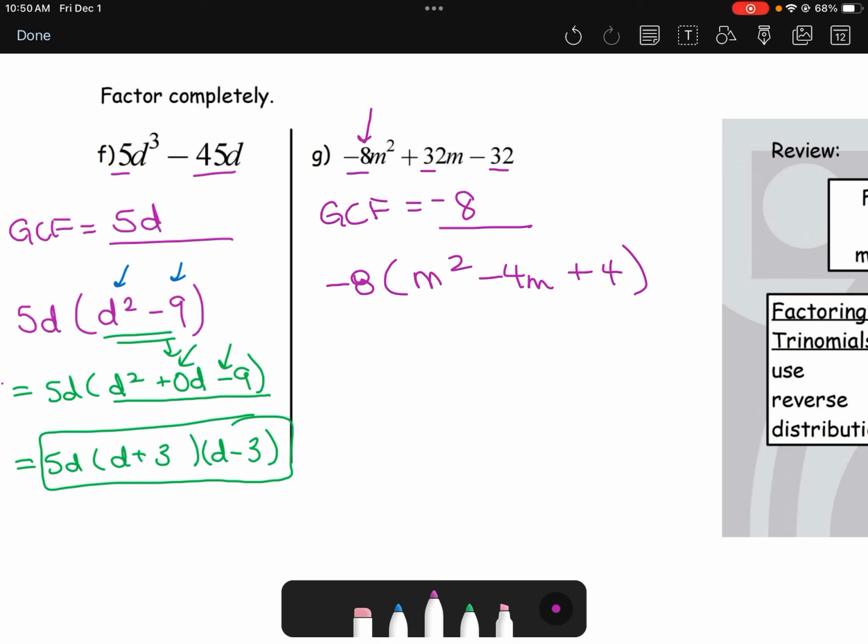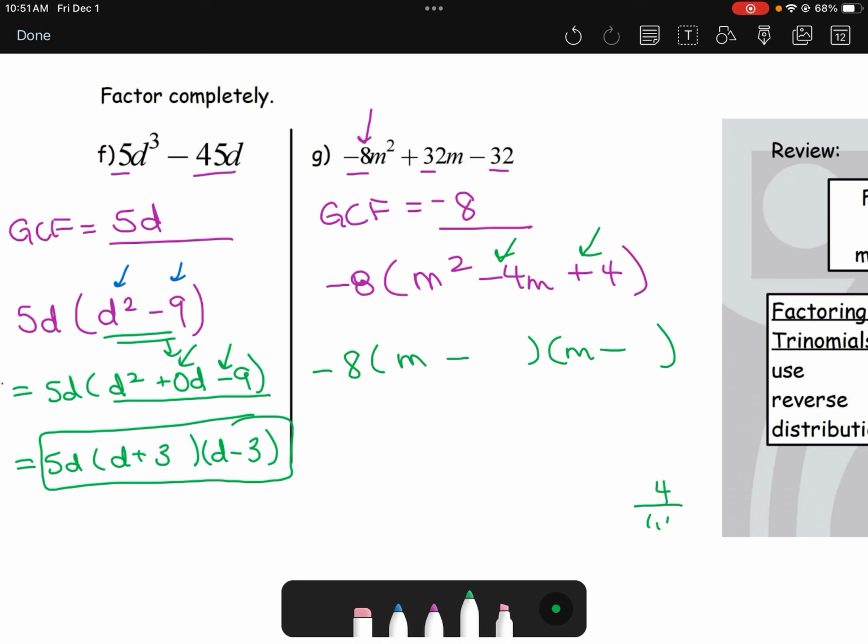Again, here I'm dividing by a negative 8, so that's why these signs change. 32 divided by negative 8 is negative 4. Negative 32 divided by negative 8 is a positive 4. So this is positive. My b is negative. So we have negative 8, m minus. Because again, I notice my c is positive, and then my b is negative, so they both have to be negative. A negative times a negative is a positive. Again, that's why this works.